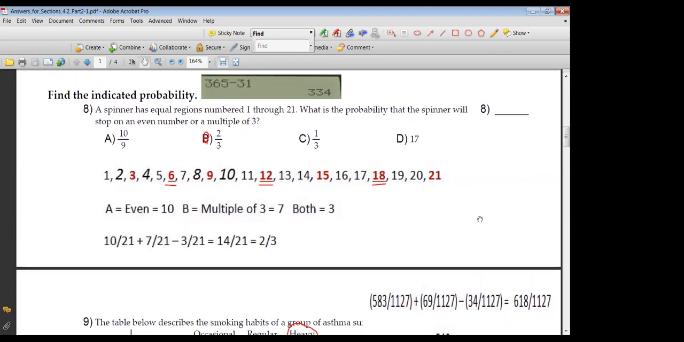But here's a case where, if this were on a test, which this particular problem won't be, there'd be no way I could figure this out in my head. I would actually have to do exactly what I did here, which is write all these numbers out. And then, how many even numbers do I have? How many numbers are multiples of 3? And then how many are both even and multiples of 3?